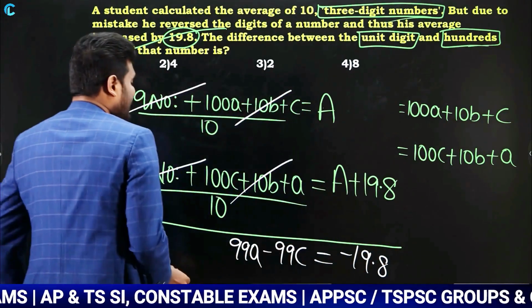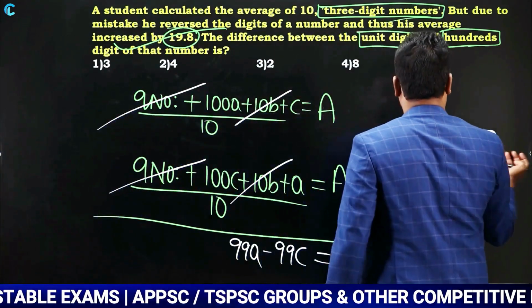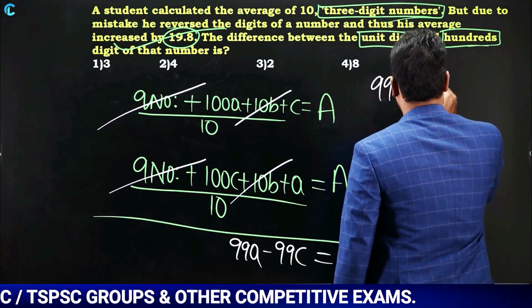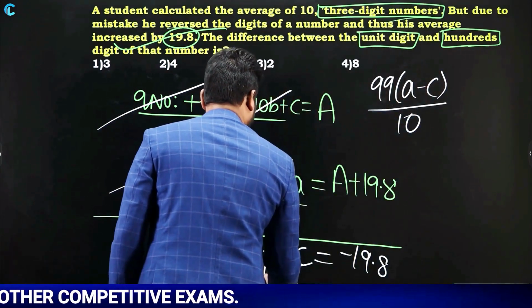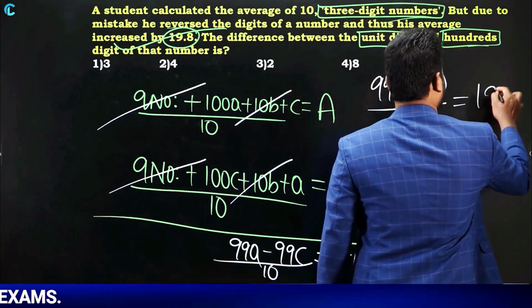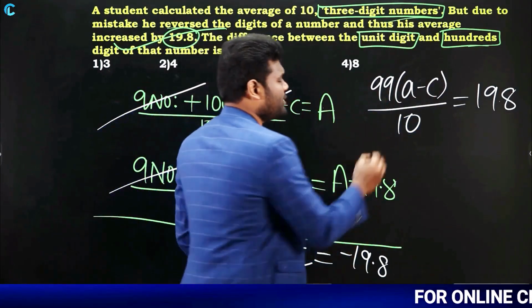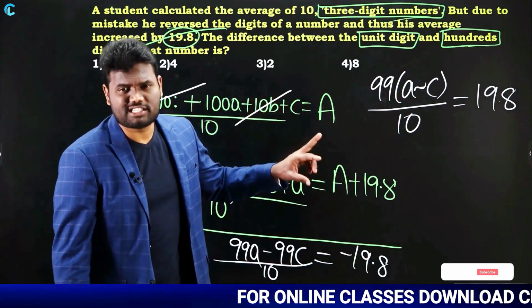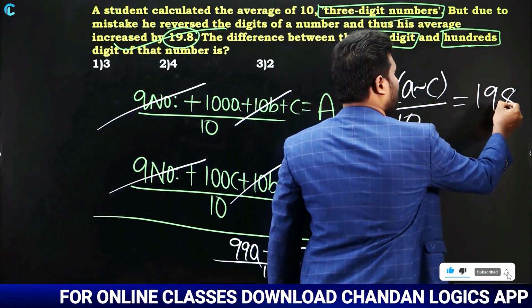Now if I take 99 common, what is going to be? 99 into (A minus C) divided by 10, because this is an average, don't forget the division by 10, is equal to 19.8. The negative value is not really important, because we are trying to calculate the difference. It may be A minus C or C minus A, it is not really important. That is the reason for 19.8.